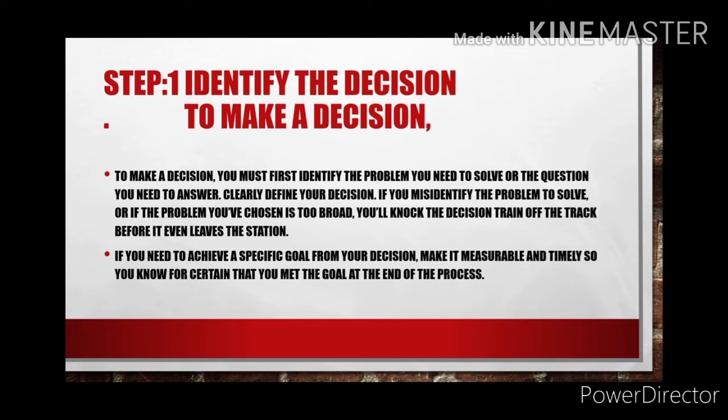Number 1. Identify the decision to make. To make a decision, you must first identify the problem you need to solve or the question you need to answer. Clearly define your decision. If you misidentify the problem to solve, or if the problem you have chosen is too broad, you will have the decision train off the track before it even leaves the station. If you need to achieve a specific goal from your decision, make it measurable and timely so you can know for certain that you made the goal at the end of the process.